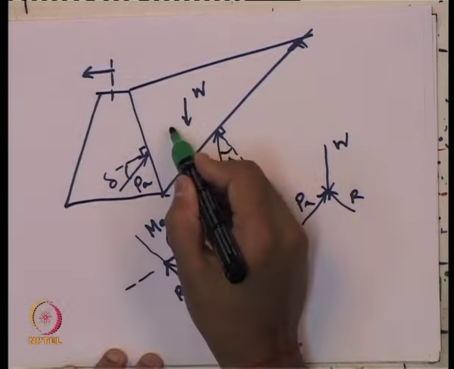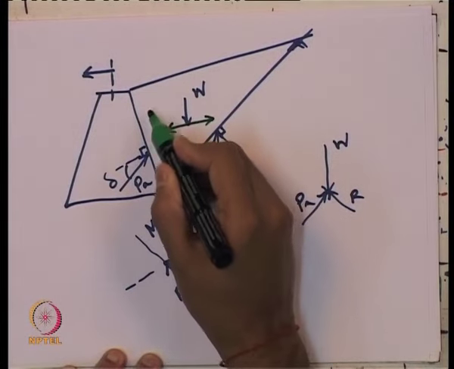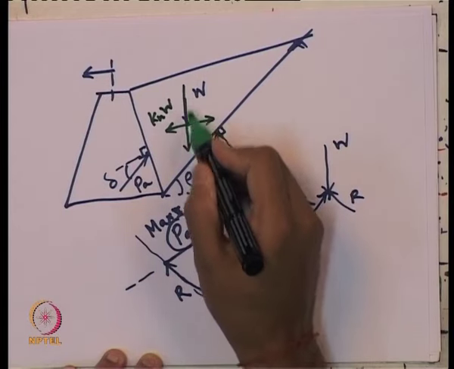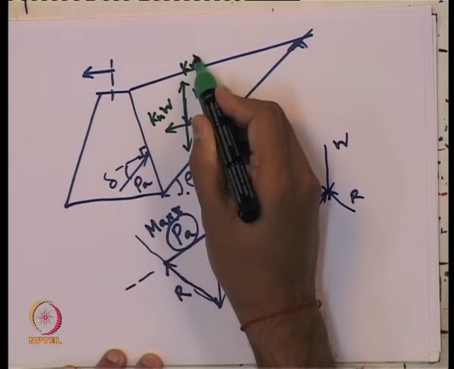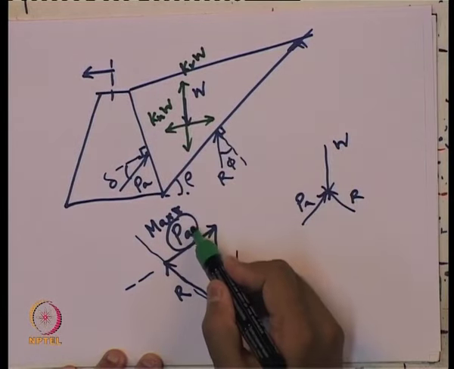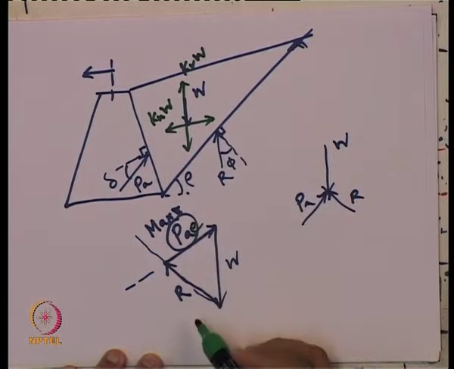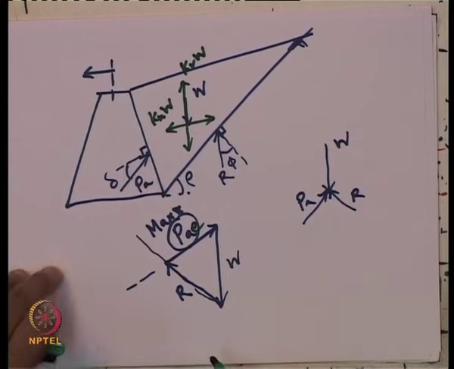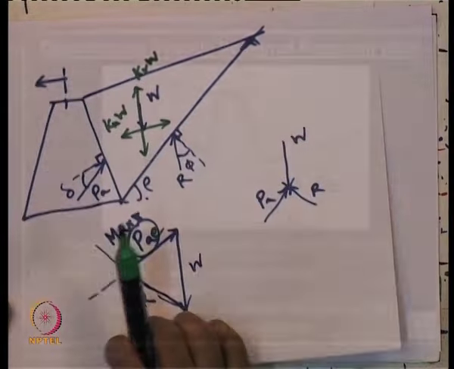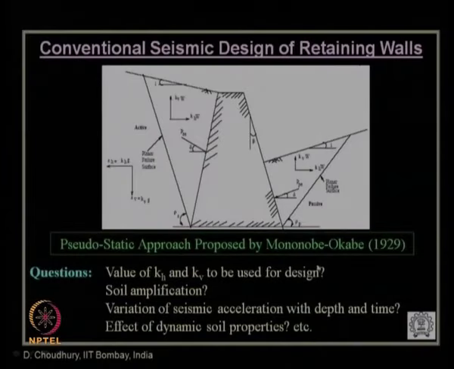Now, in the Mononobe-Okabe method, they added these forces K H W and K V W, with K V W in both directions, and the critical direction, whichever gives the maximum value of P A E, needs to be estimated under the earthquake condition using the pseudostatic approach. This is for the active state, as you can see over here.